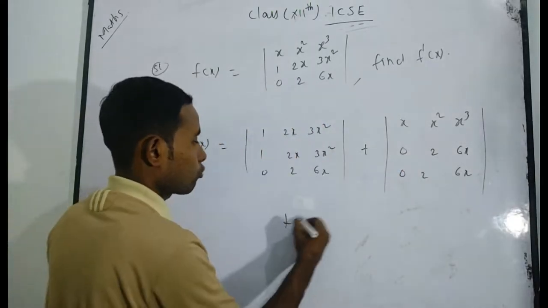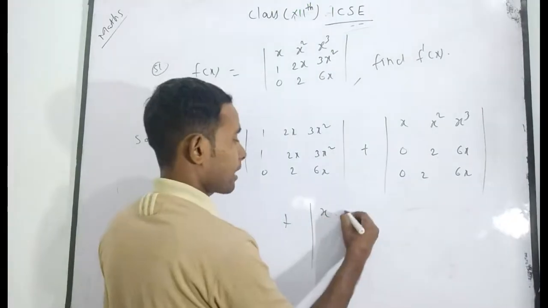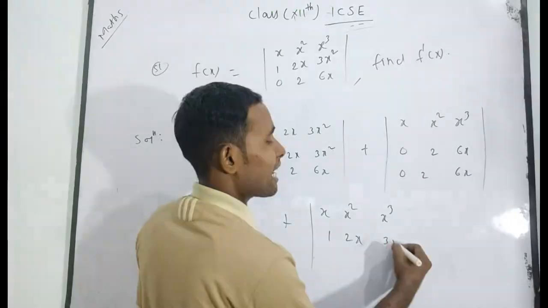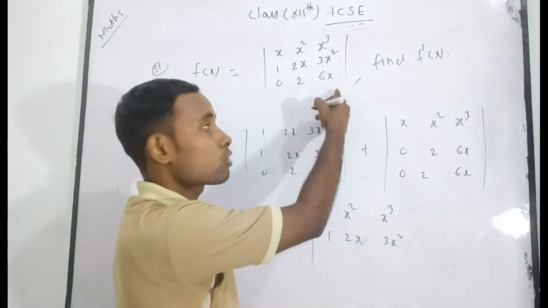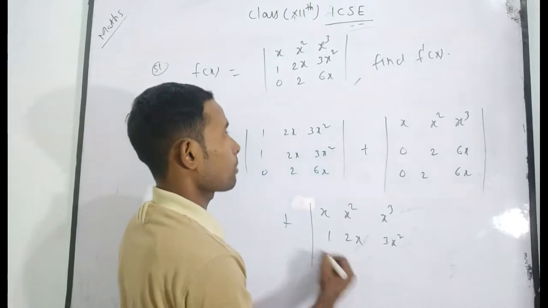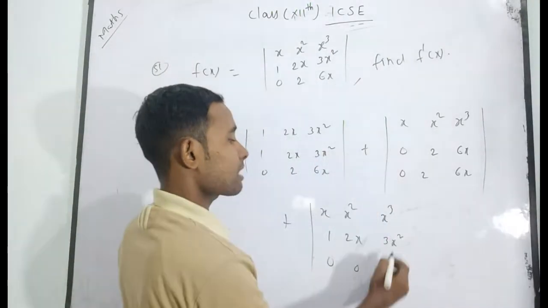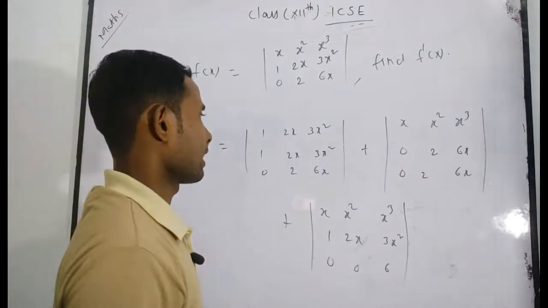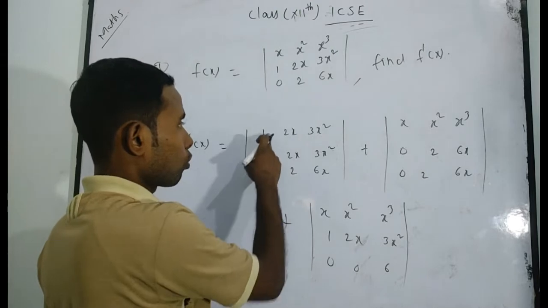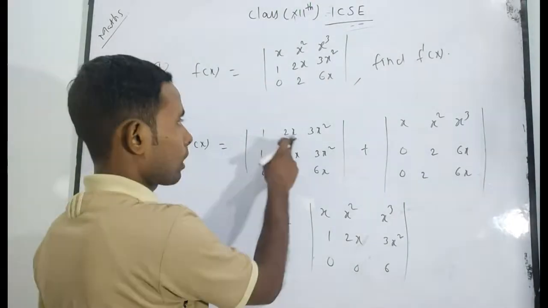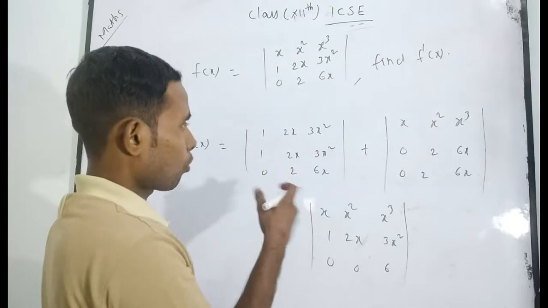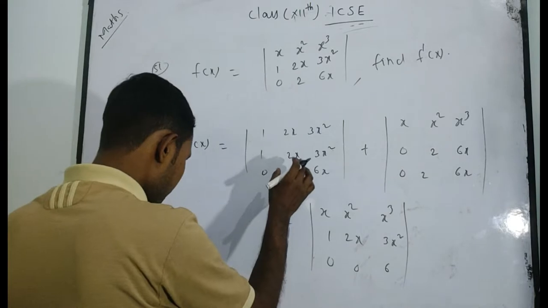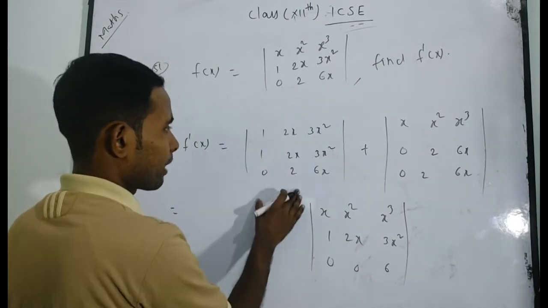In the third step, take the first and second rows the same, x², x³, 1; 2x, 3x², and differentiate the third row. The derivative of the entries will be 0, 0, and the derivative of 6x with respect to x will be 6. Now you have to find its value very easily. You can see both rows have ratio 1 upon 2x, so its determinant value will be 0.